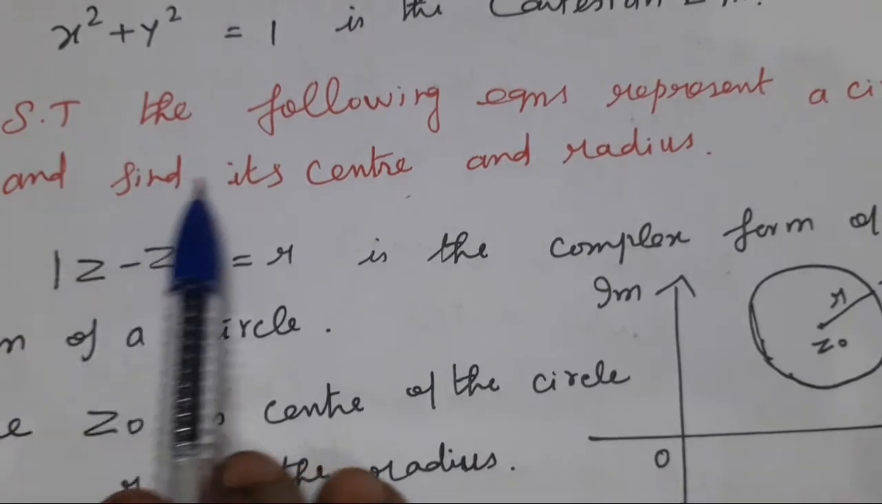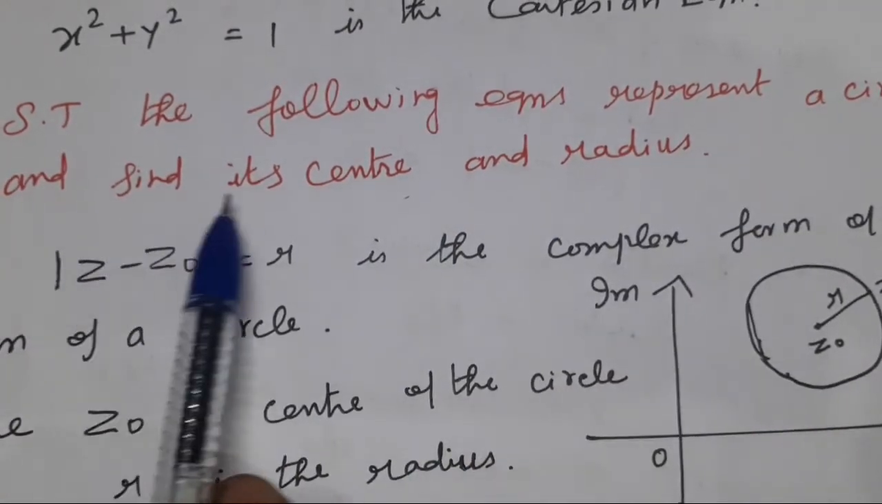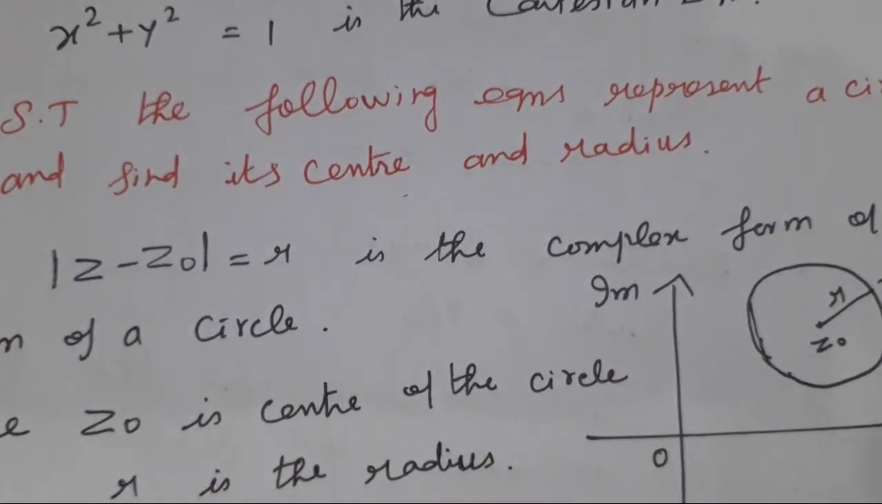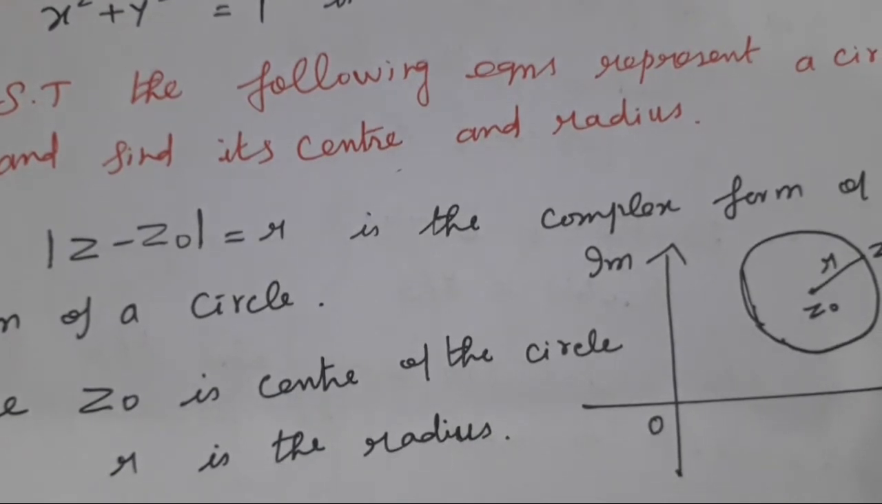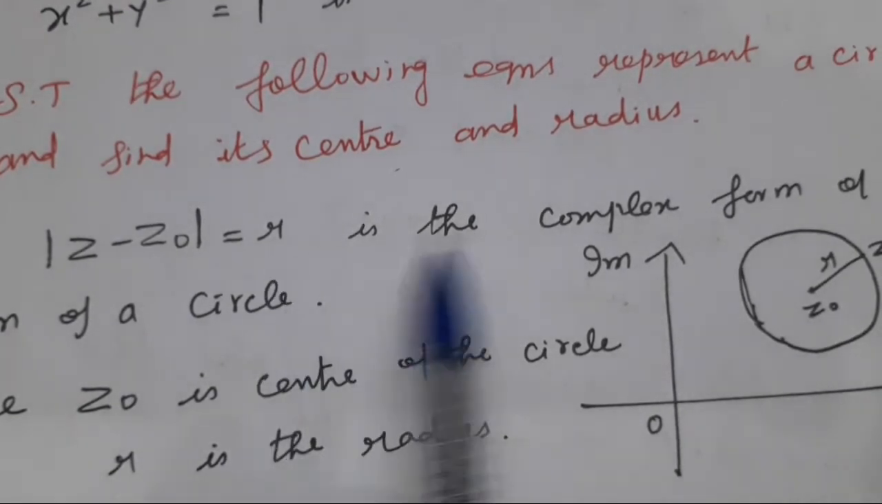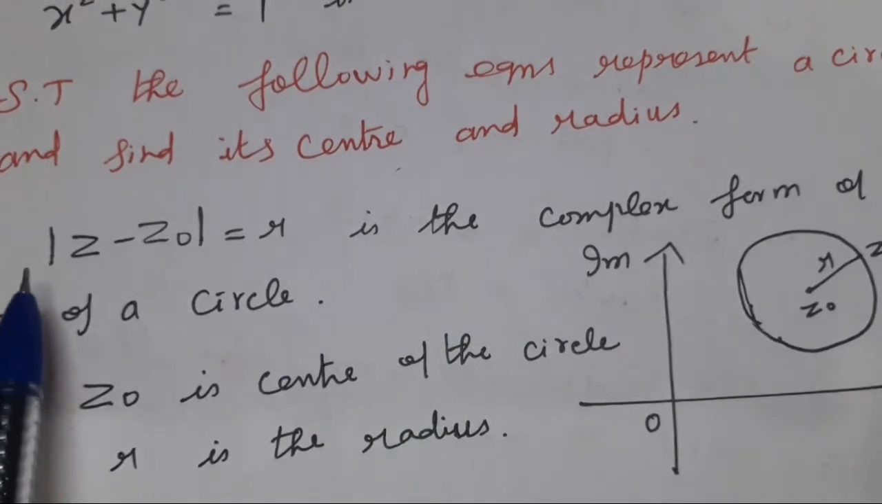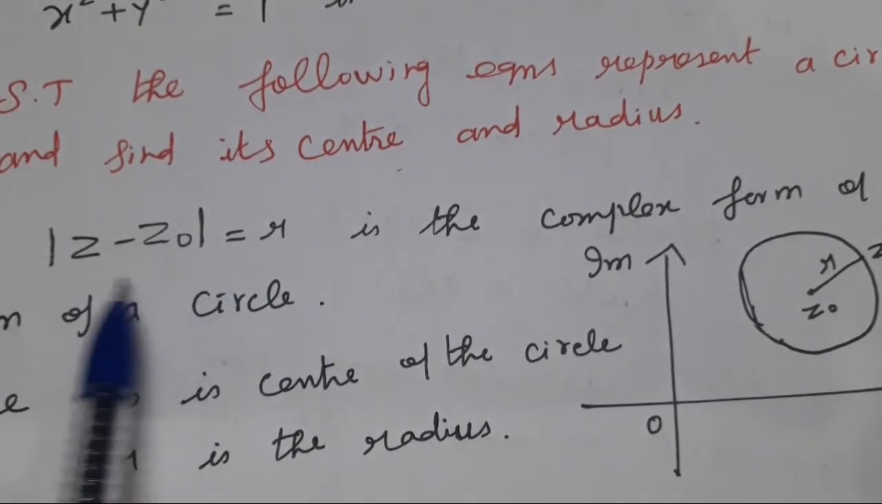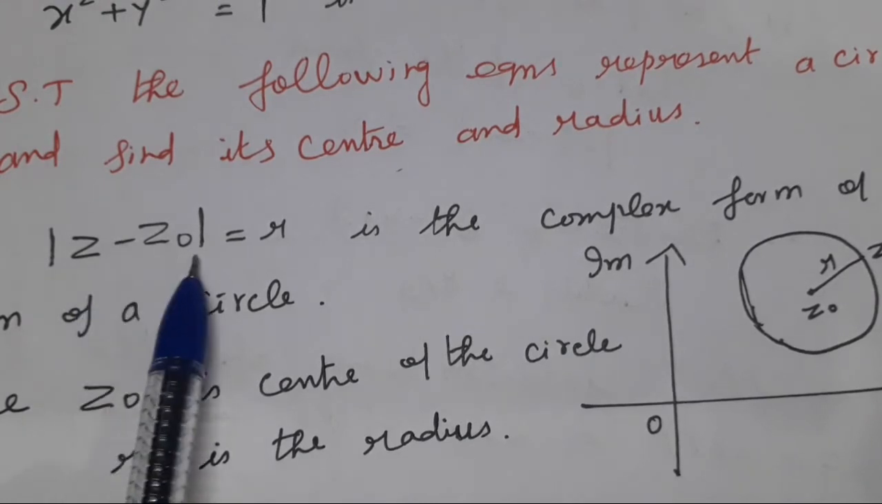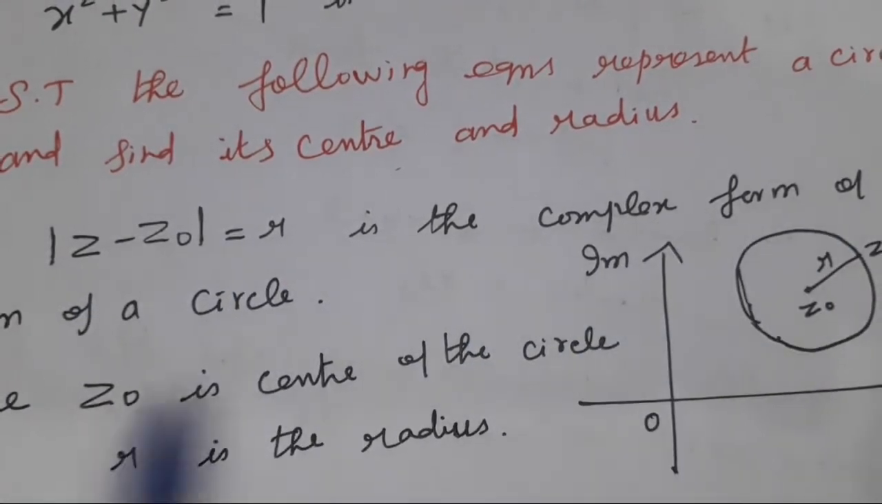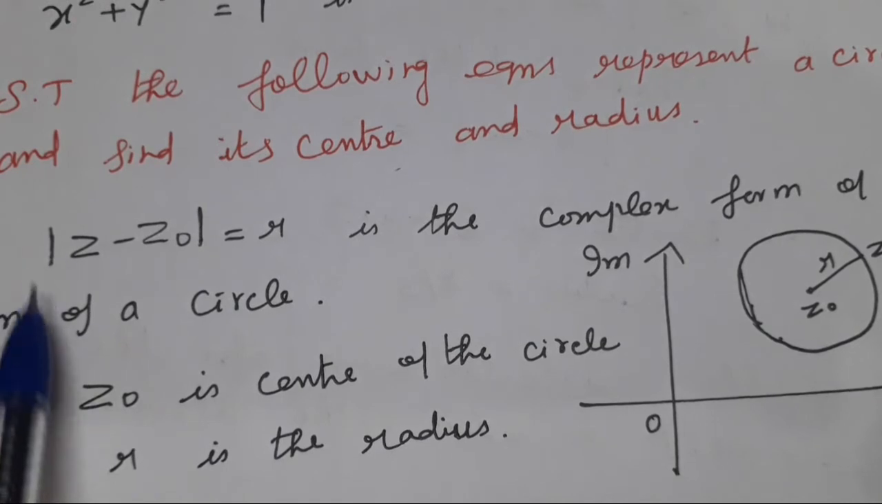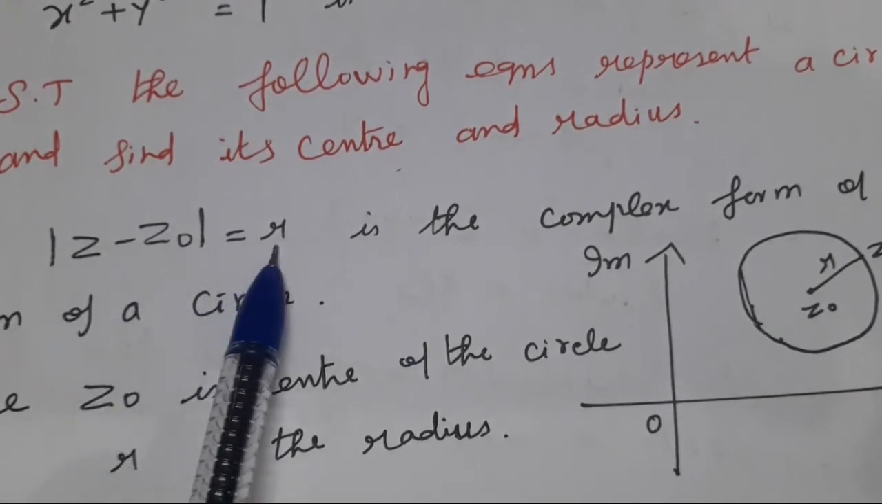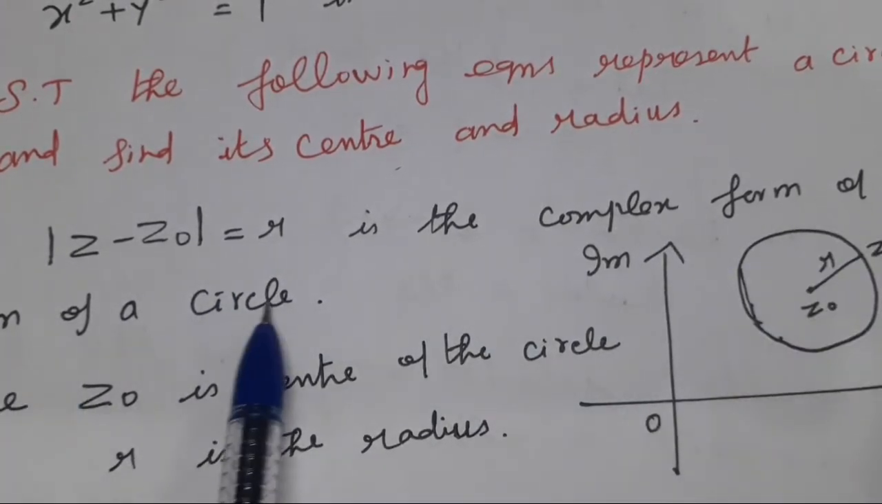Now, show that the following equation represents a circle. Find its center and radius. So in complex numbers, how to find the center and radius of the circle? The complex form is modulus of Z minus Z naught equal to R. Carefully listen. Modulus of Z minus Z naught equal to R is the complex form of the equation of the circle.